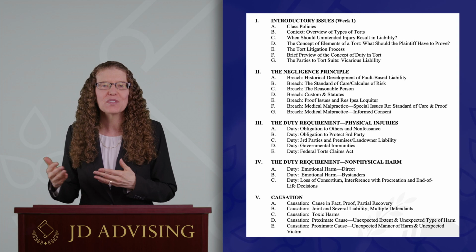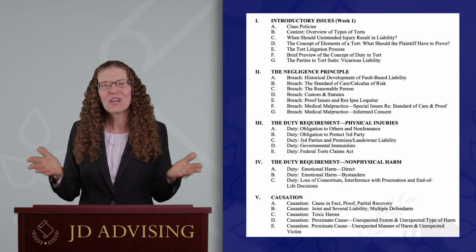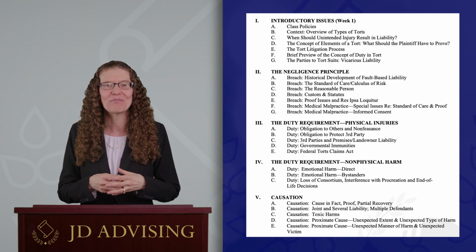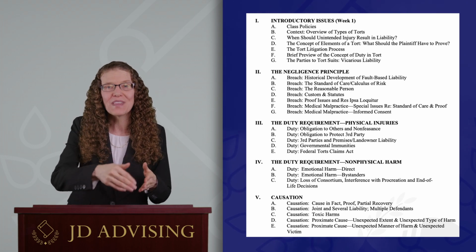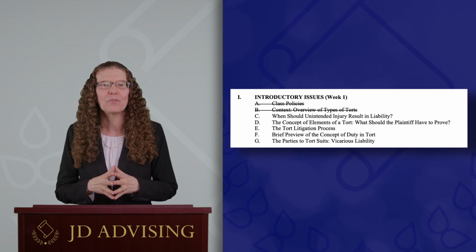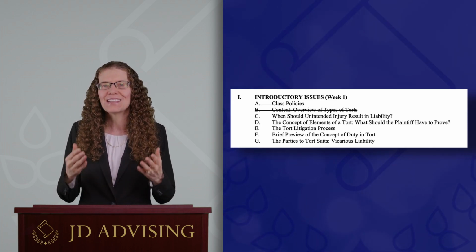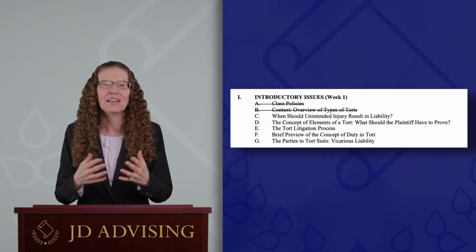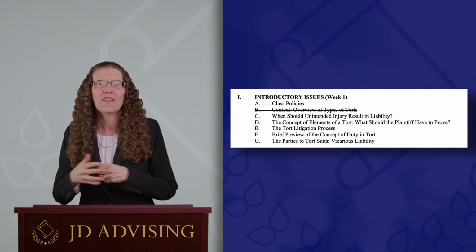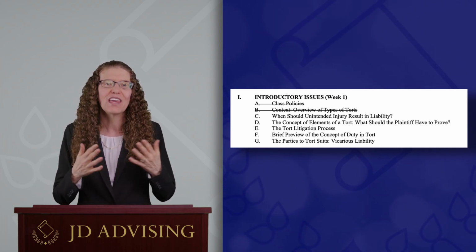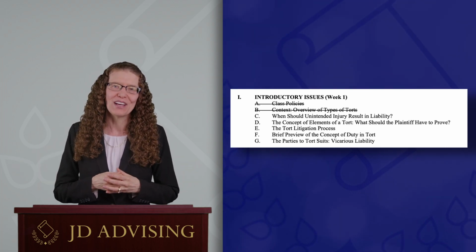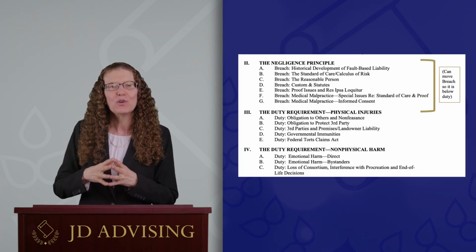If you use your syllabus to create your outline, note that you don't have to include every single thing that is in the syllabus in your outline. Also, you might want to move some things around and change the order of the topics sometimes. For example, you probably don't want to include class policies in your outline because you won't be tested on those. You might not even want to include the basic background information on the overview of types of torts. That might not need to go in your outline. And sometimes you might move things around.